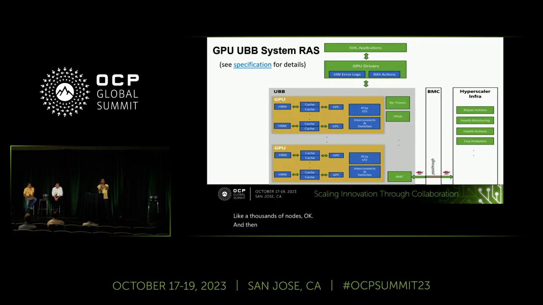And then there is a platform level of problem. This is called UBB, meaning universal baseboard. That's where you put these 8 OAM cards, okay? That can also have an FPGA and PCI retimer issues. Those retimers can cause some hardware faults, okay?